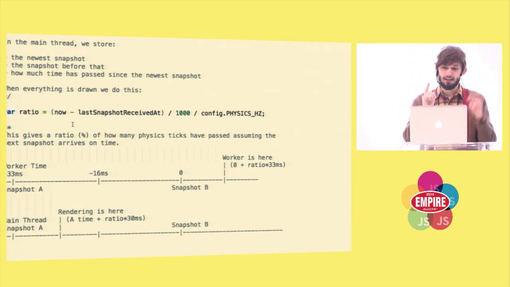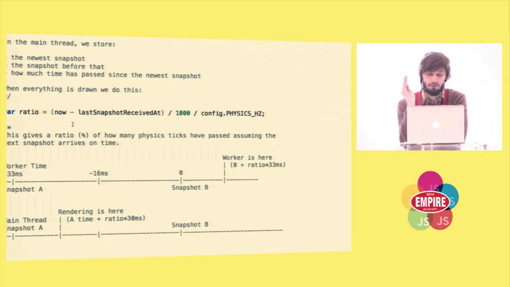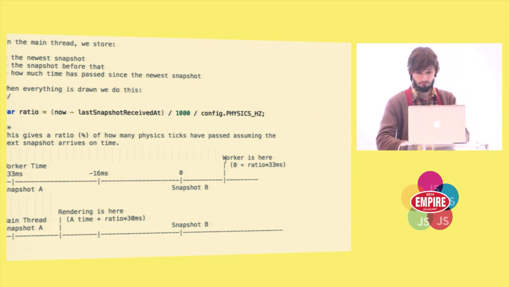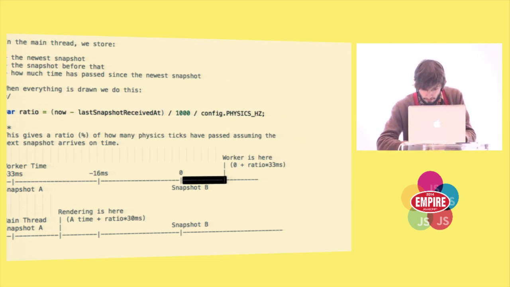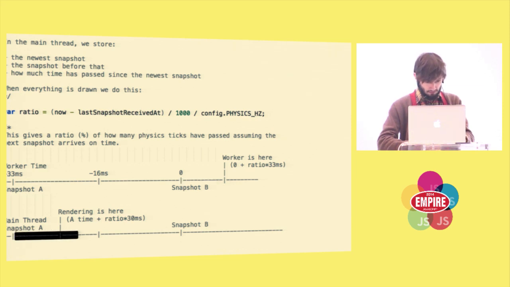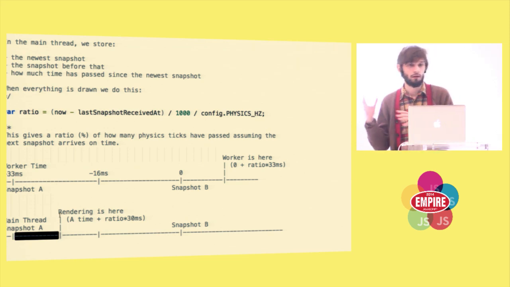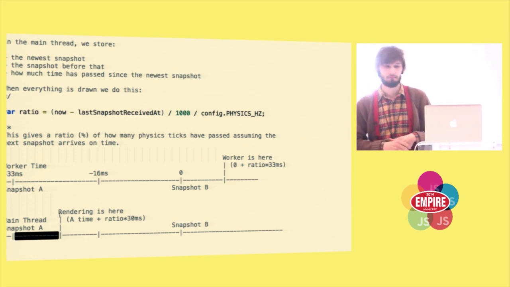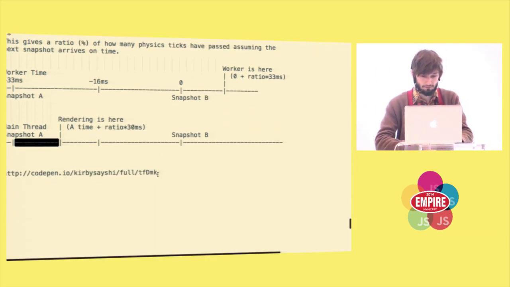So we are X amount of time past when we last received a snapshot. And that's represented here where it says worker is here, this part right here. That's where real time is. And this distance, we take that and apply it to the previous two snapshots, and then we render at this point. So we render appropriately, but just one step behind. And here's what that looks like.